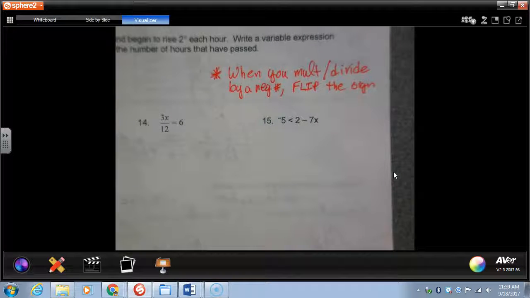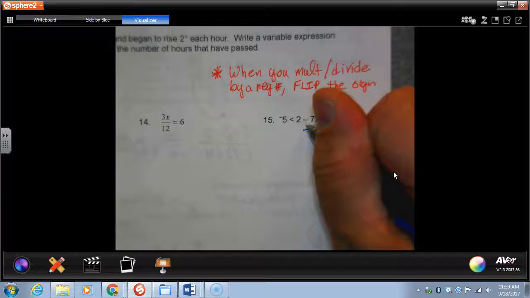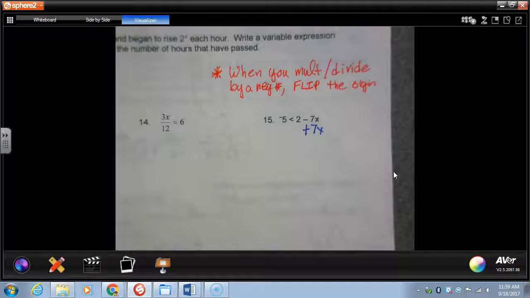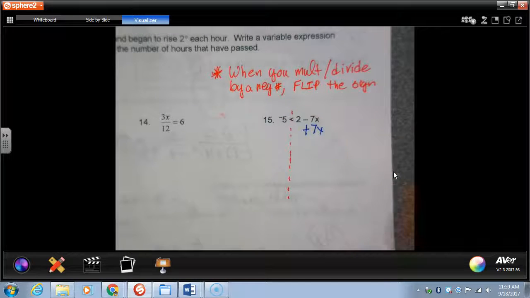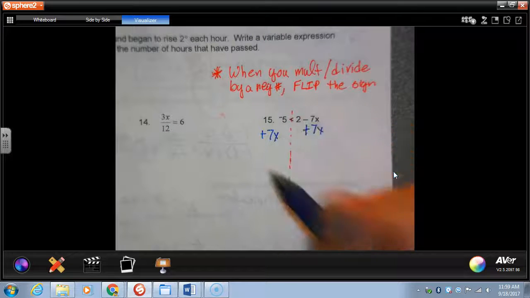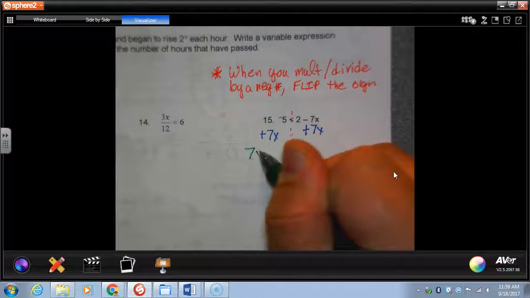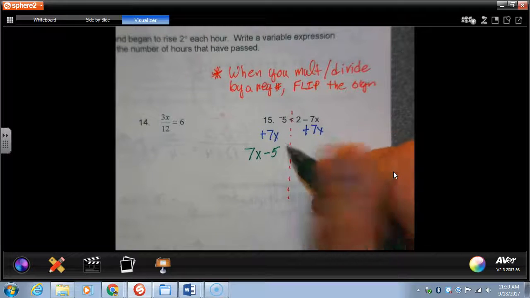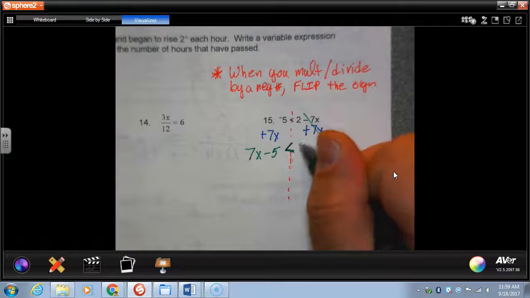I also highly suggest that you keep the variable on the left-hand side. Okay? Because we could use that rule when we go to graph these, to follow the arrow. So I'm going to add 7x to both sides of my inequality. You can put a line here just like equations. Do not combine these like terms. I get 7x minus 5. We're adding, so we don't have to worry about flipping the sign. These add up to 0. I get 2.